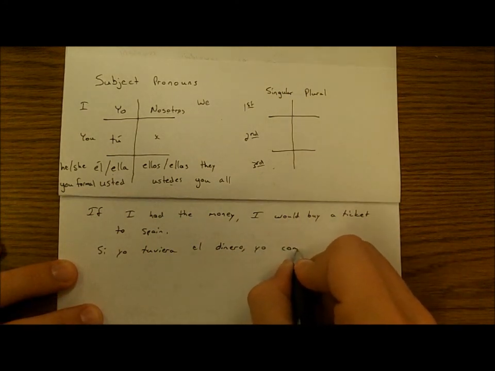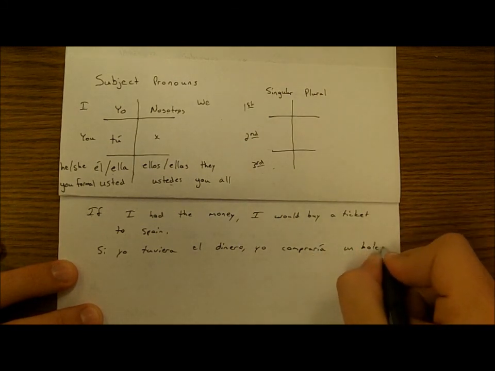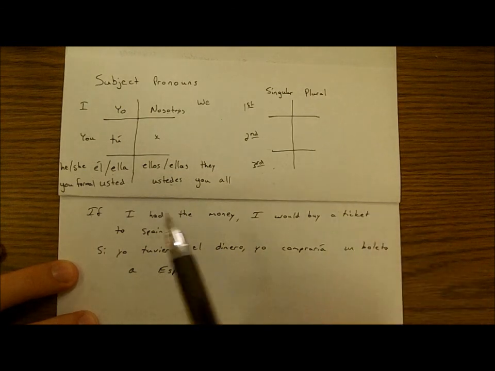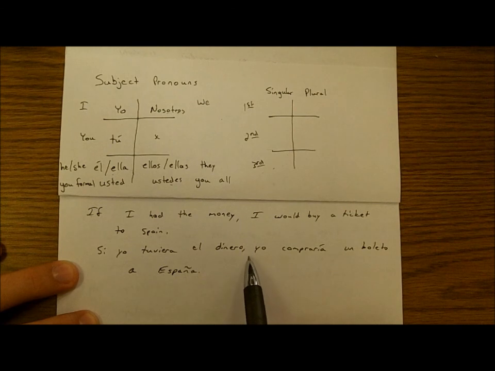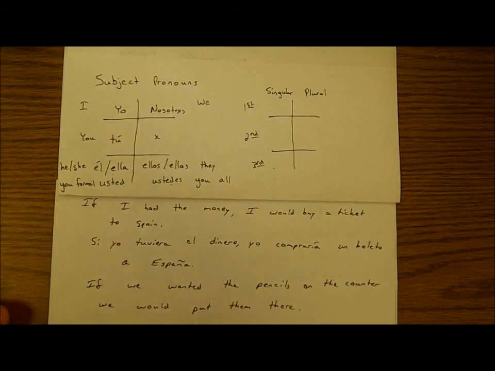yo compraría un boleto a España. So we have the phrase, if I had the money, okay, and then our excuse. That's the excuse right there. If I had the money, I would buy a ticket to Spain. That is how you would kind of use it with the imperfect subjunctive. And once again, if the imperfect subjunctive is confusing you right now, then hold off and wait till you get to the upper levels of Spanish, and they'll teach you how to use that correctly.